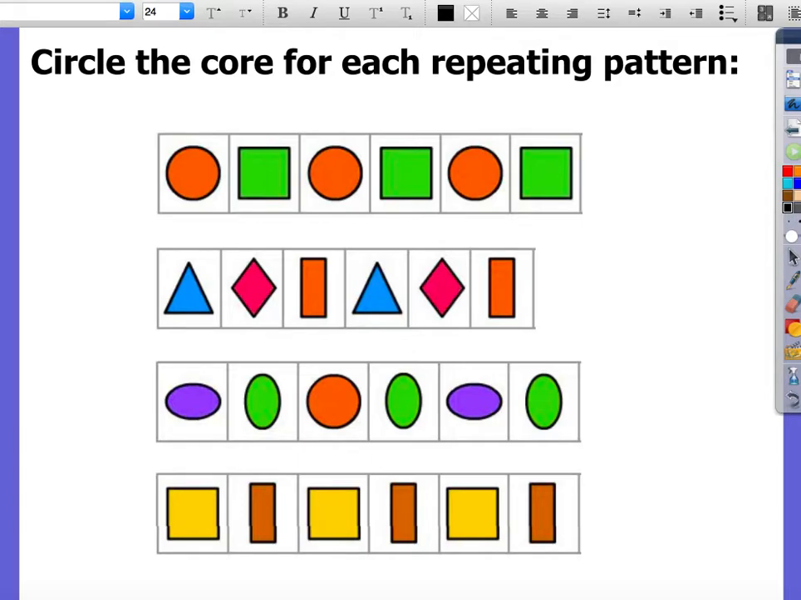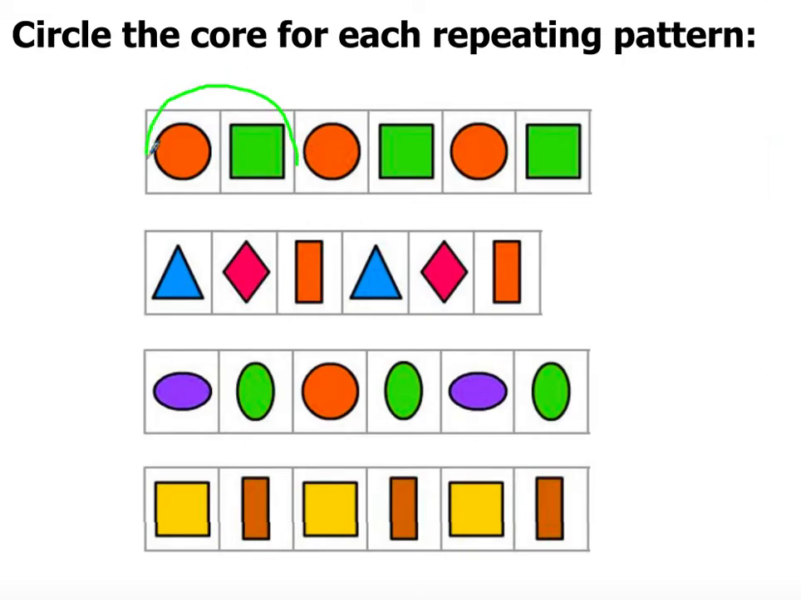All right, here in this activity, they would like for us to circle each core of the repeating pattern. All right, so firstly we have circle, square, circle, square. What is the repeating pattern here? What is the core? If you said circle square, you would be correct. Let's circle this guy right here. All right, excellent job, friends. Let's move on to the next.